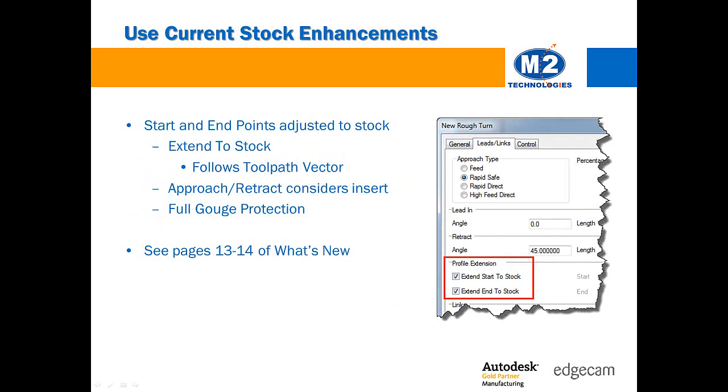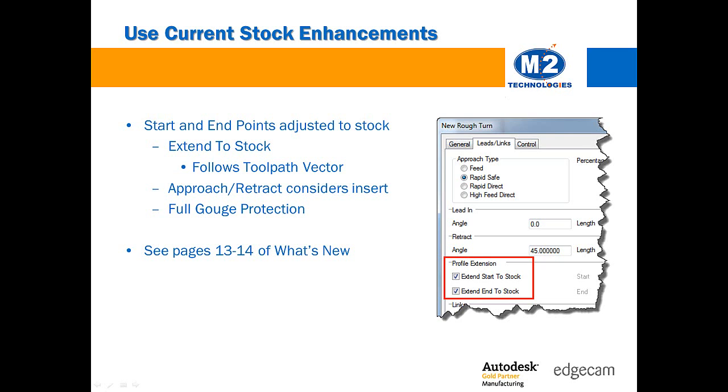This technology has been available in Edgecam for quite some time, but there are several enhancements at 2012 R2 that are worth noting. There is now considerable control over the toolpath start and endpoints when Use Current Stock is active in the cycle. Toolpath is extended to the stock boundary, with approach and retraction considering the insert profile and fully gouge protecting the toolpath. More information on these subtle but very useful changes can be found on pages 13 and 14 of the What's New documentation.